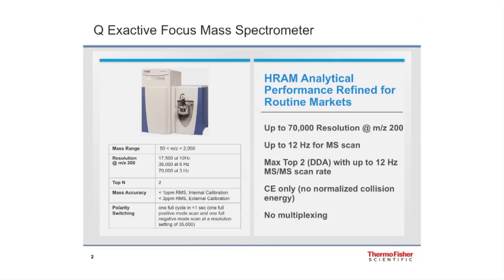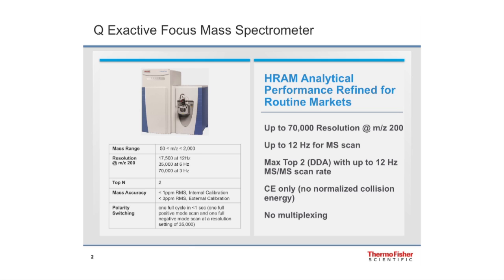So we have a Q Exactive instrument, so a Quadrupole-Orbitrap hybrid with the maximum resolution of 70,000 at m/z 200, full width at half maximum. We have a mass range up to 2,000 m/z. We have the mass accuracy known from Q Exactive instruments, so that's less than 1 ppm with internal calibration, less than 3 ppm with external calibration. We have fast polarity switching, so 1 full cycle, 1 positive spectrum, switching, 1 negative spectrum, and switching back inside less than 1 second at 35,000 resolution.